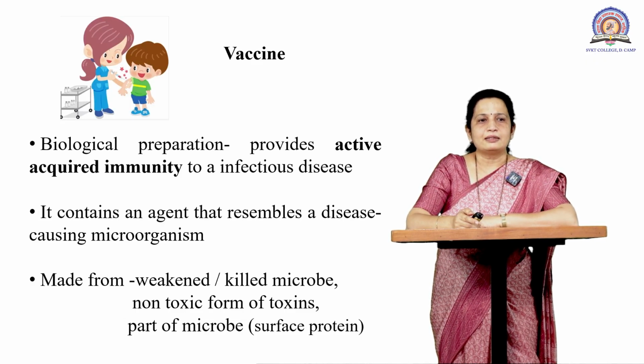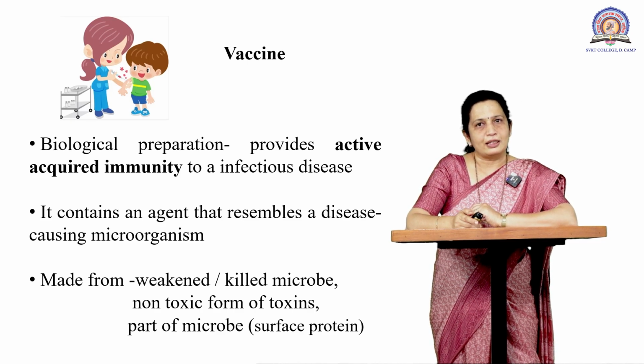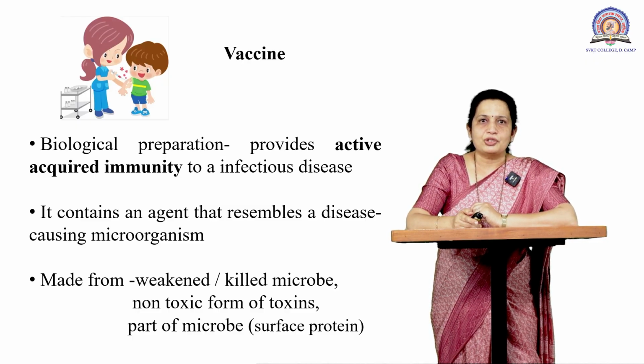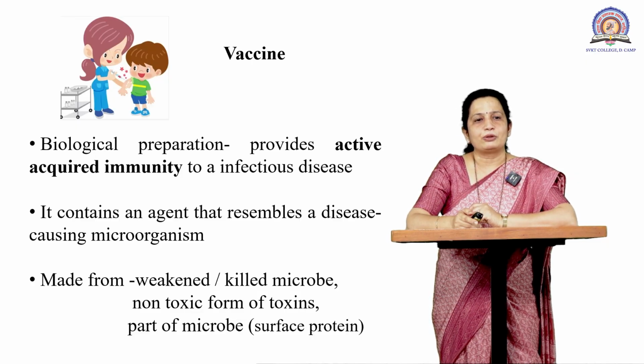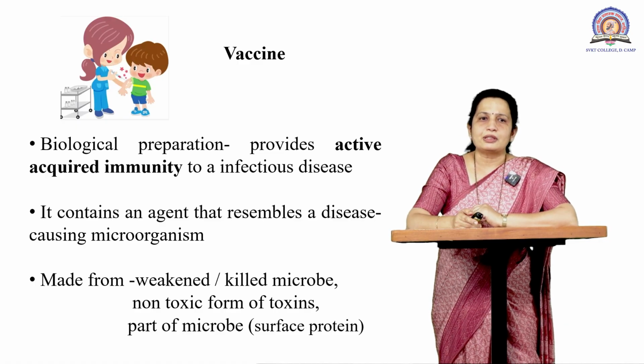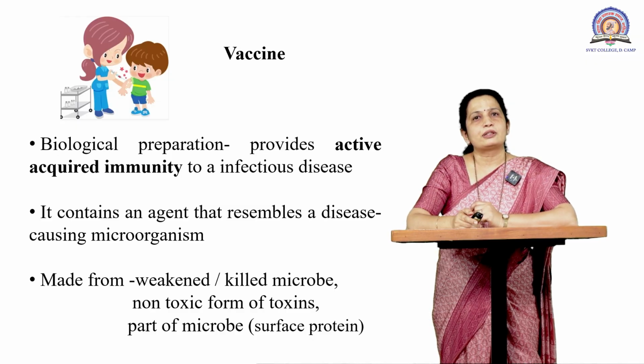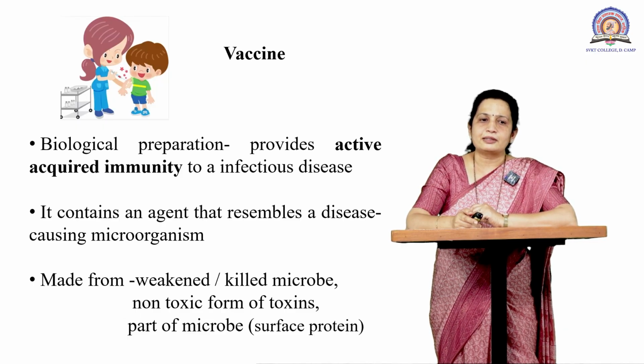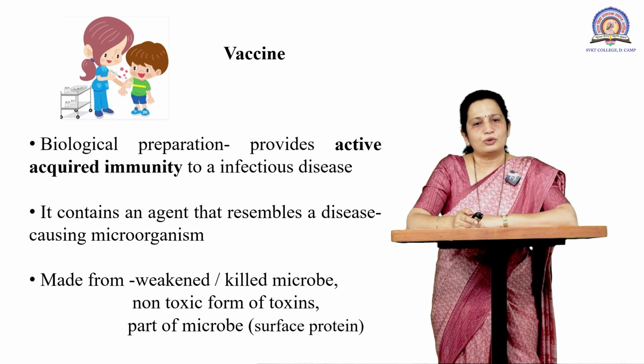Now in these vaccines there are different agents that resemble the disease causing organism, that is the pathogen. This means in our body we take a certain preparation which resembles the pathogen. These preparations are prepared from weakened organisms or sometimes killed organisms. They are also prepared from the toxin of the organism that is converted into a non-toxic form. This non-toxic form is known as toxoid.